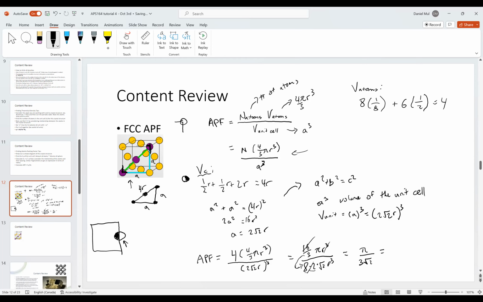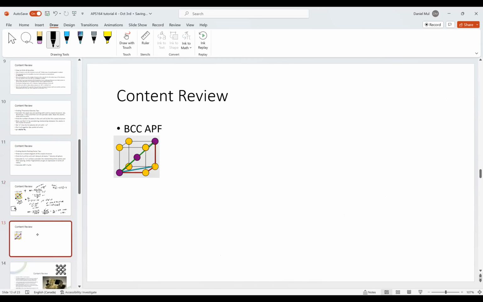If you plug that into a calculator, you get 0.74. And if you wanted a percentage of how much it takes up the space, you just multiply that by 100%, and you get 74%. So that's FCC. And then next we do BCC.